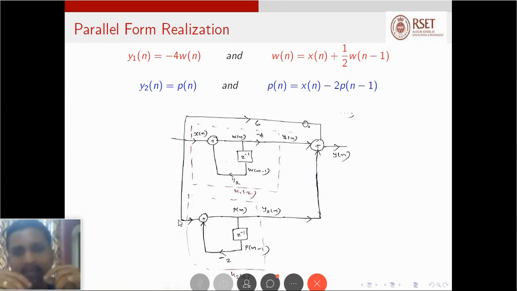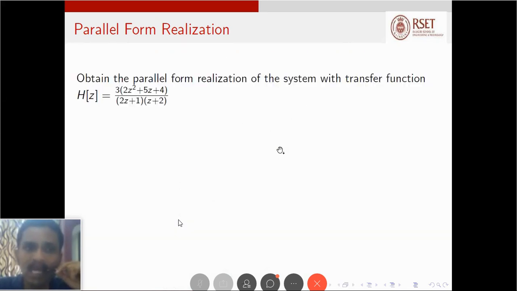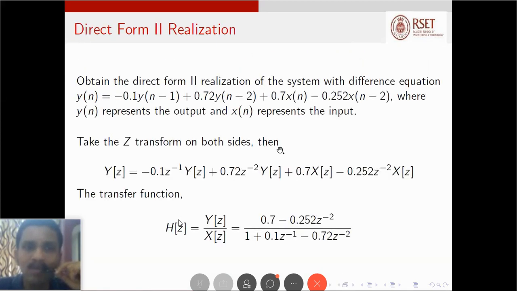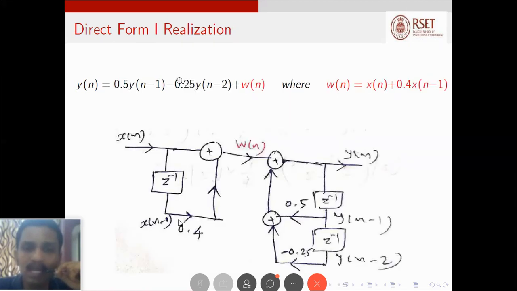In the case of parallel form realization, realize h1 of Z and h2 of Z in direct form 2, and arrange them in parallel form. Arrange them parallelly and add them together. You will get the parallel form realization of the corresponding system. These are the different types of realizations of IIR filters: direct form 1, direct form 2, cascade form realization, and parallel form realization. Before going to the conclusion, I will tell the different steps again in the case of realization.